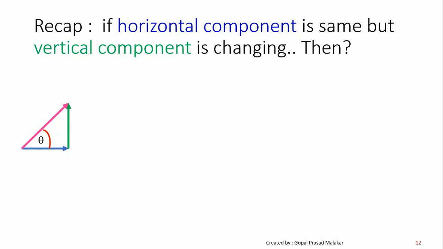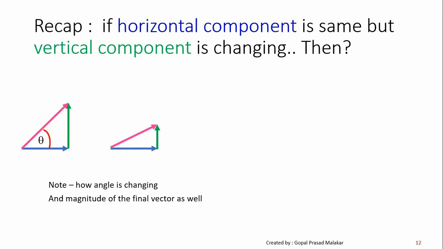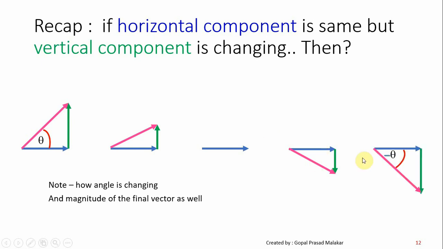So just a recap: if the horizontal component is the same but the vertical component is changing, this is how the angle is changing. It reduces when the vertical component is reduced. At one point the angle is 0, then the angle goes in the negative direction and then goes further negative, and that's what you saw in the javelin throw also. When the javelin was thrown, it went up, it became horizontal, then it started coming down like this, right? Exactly the same way.